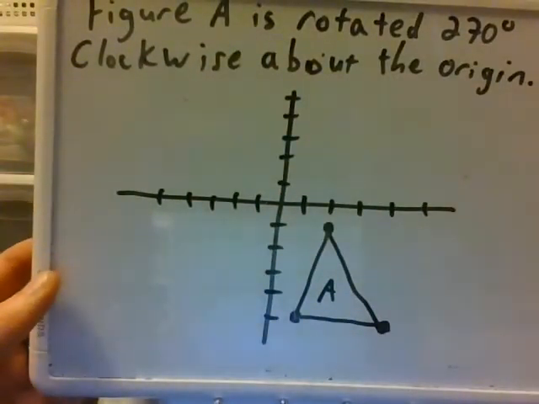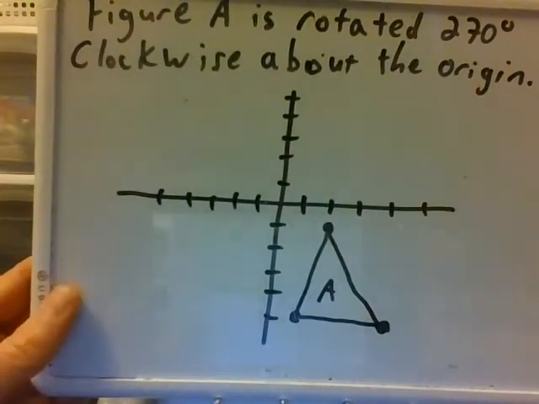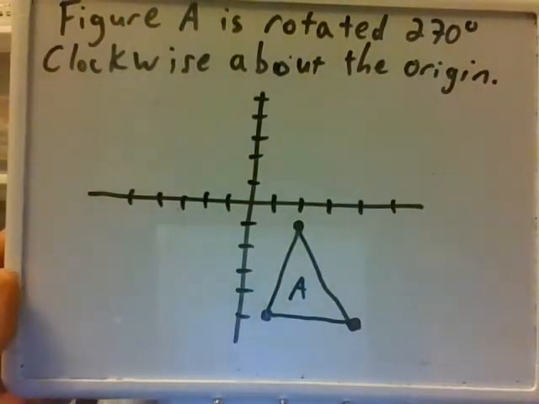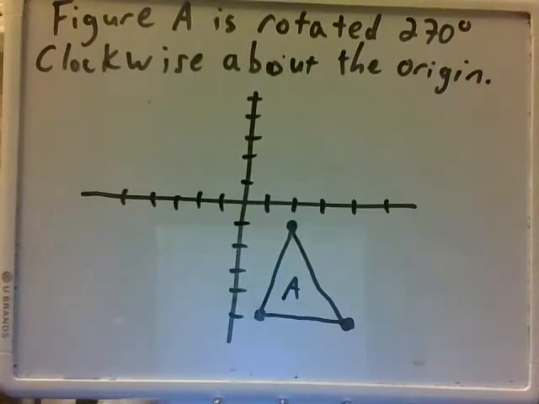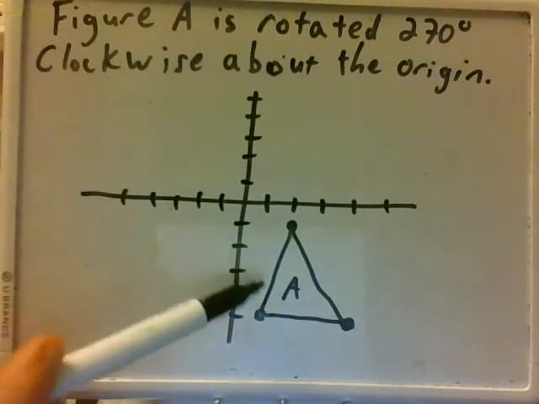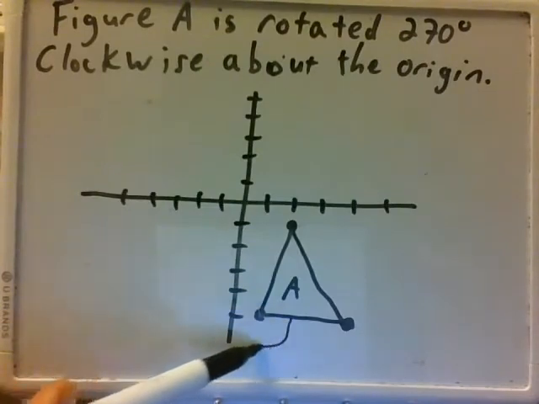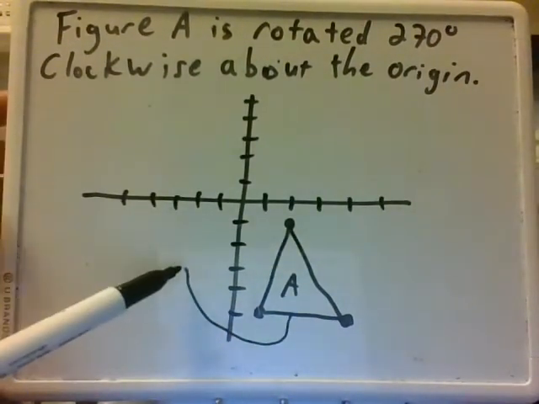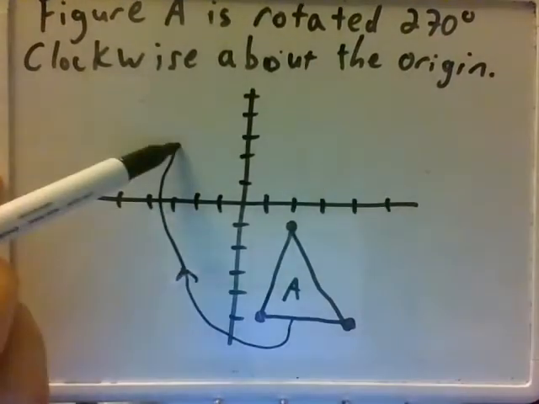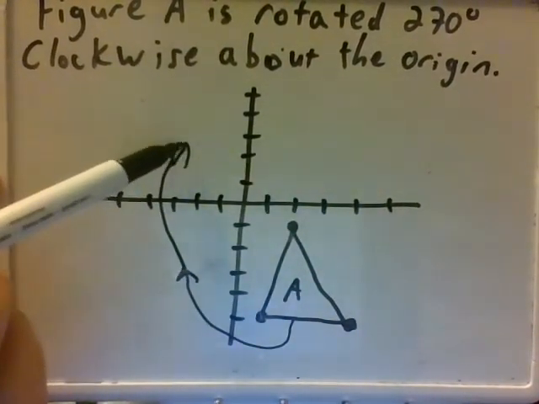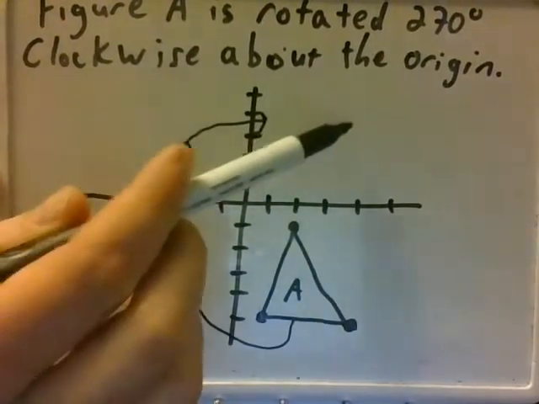And the next one I'm going to show you, right here. Let's say you're given a figure. And that figure, A, is rotated 270 degrees clockwise about the origin. So every one of these points, this whole figure, is going to go around clockwise 270 degrees. Well, let's think about this first of all. If it's clockwise, okay, if it starts here, 90 would be here. 180 would be here. 270 is over here. So it's going to be over here.